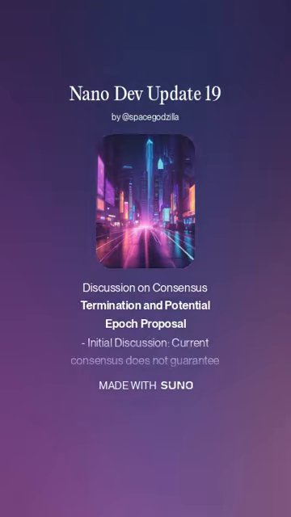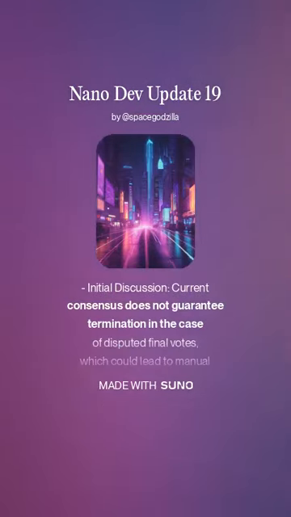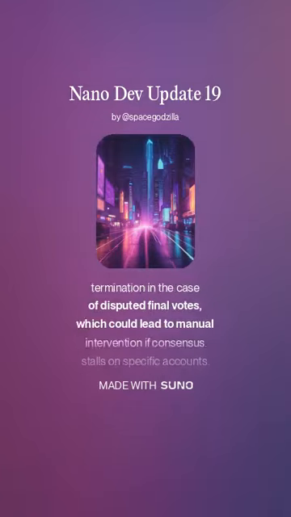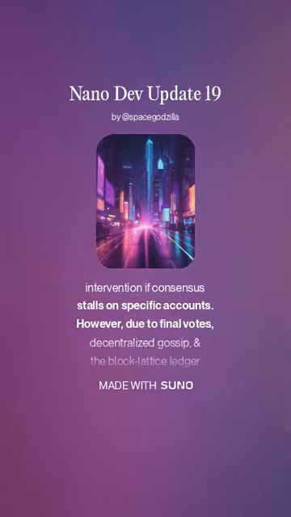Discussion on consensus termination and potential epoch proposal. Initial discussion: current consensus does not guarantee termination in the case of disputed final votes, which could lead to manual intervention if consensus stalls on specific accounts.